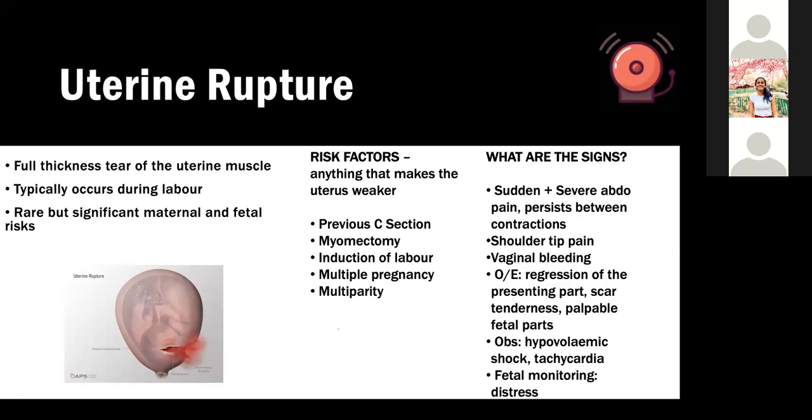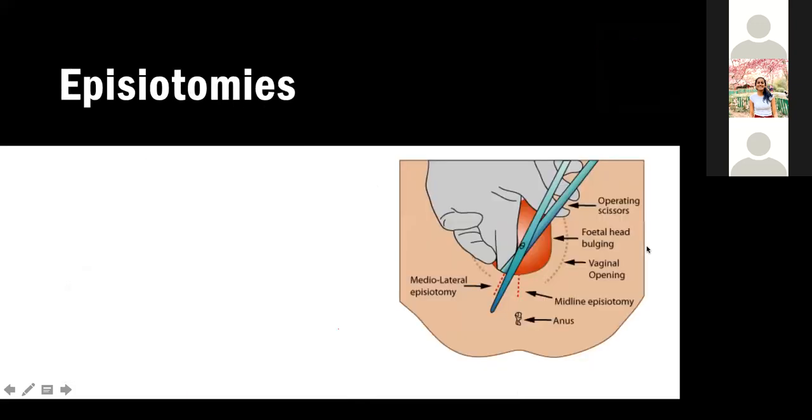And you want to send these women straight for emergency cesarean section. So yeah, management is an A to E approach, and EMCS is emergency cesarean section. Okay, so episiotomy. They don't really do the midline episiotomy anymore. They always do the mediolateral one.